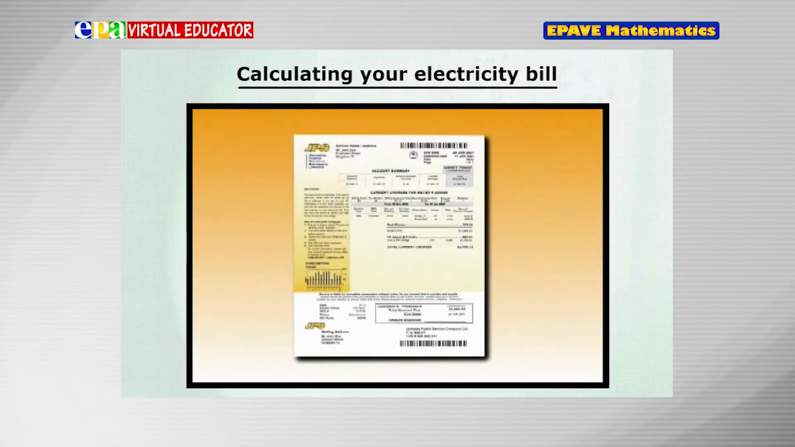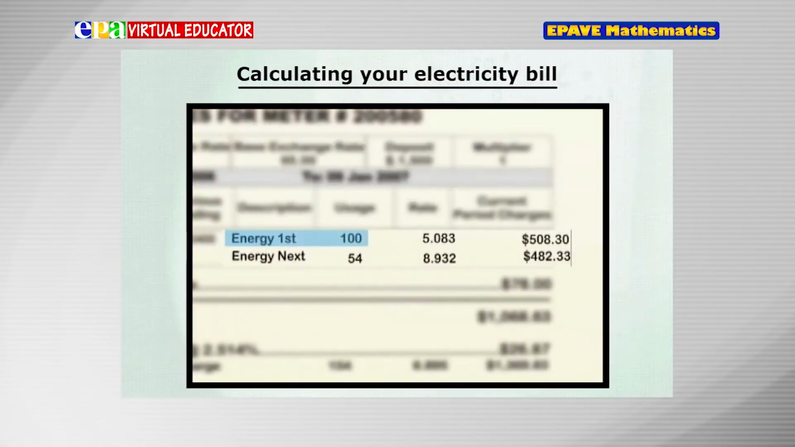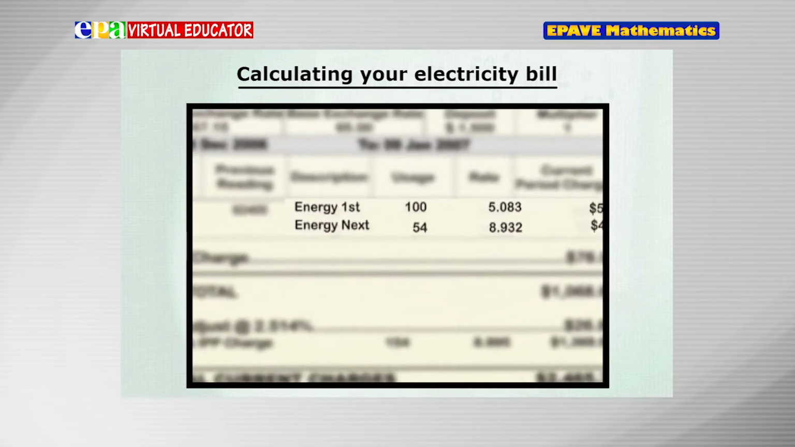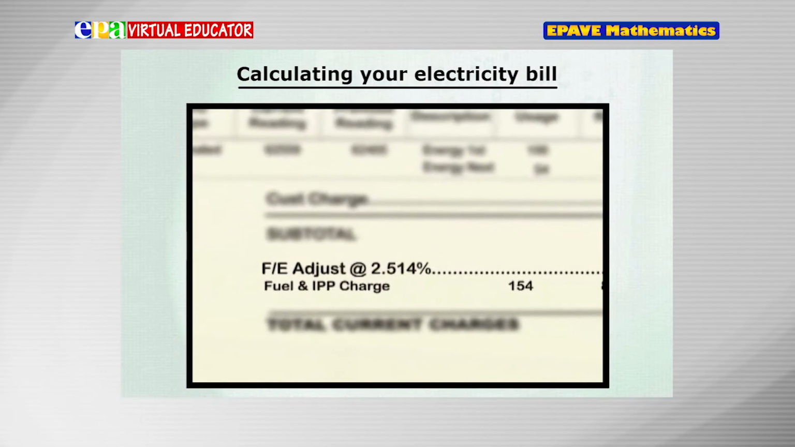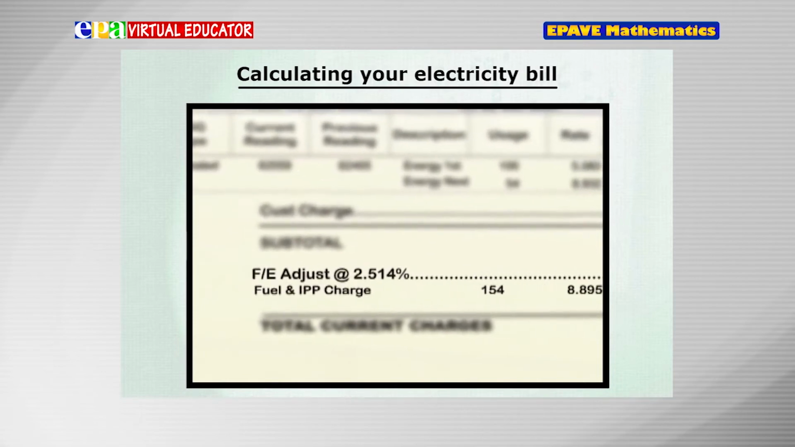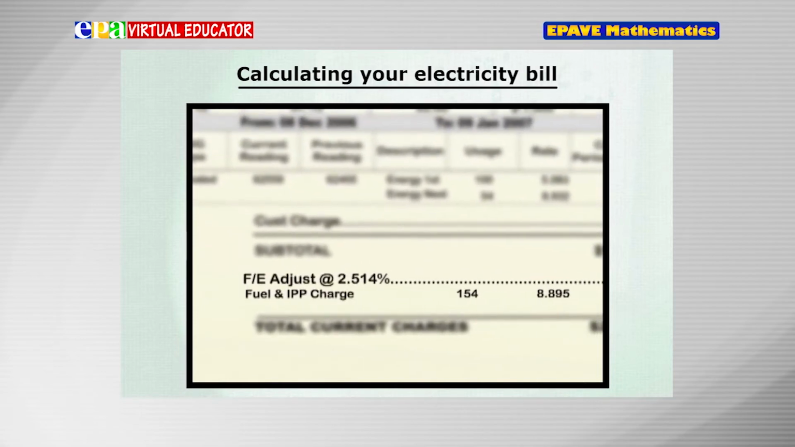How is your bill calculated? There could simply be a charge per kilowatt hour used. However, in some countries such as Jamaica, which have to import fuel and other commodities to produce electricity, and where foreign exchange rates fluctuate regularly, the bill would include a foreign exchange adjustment.